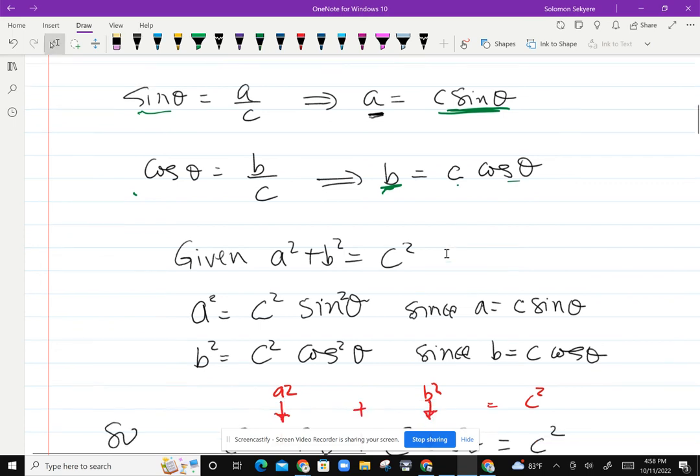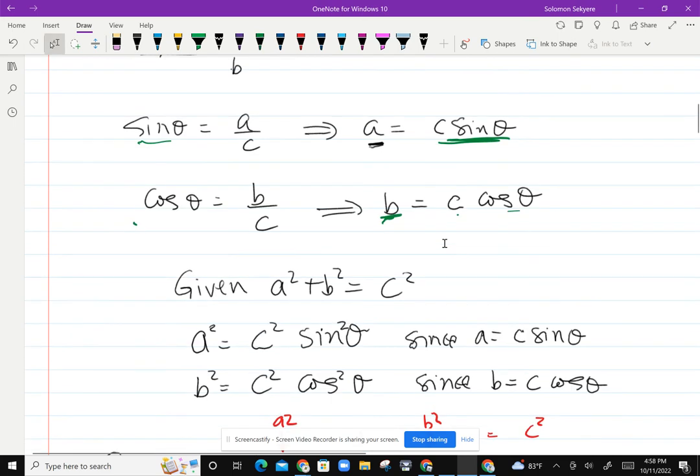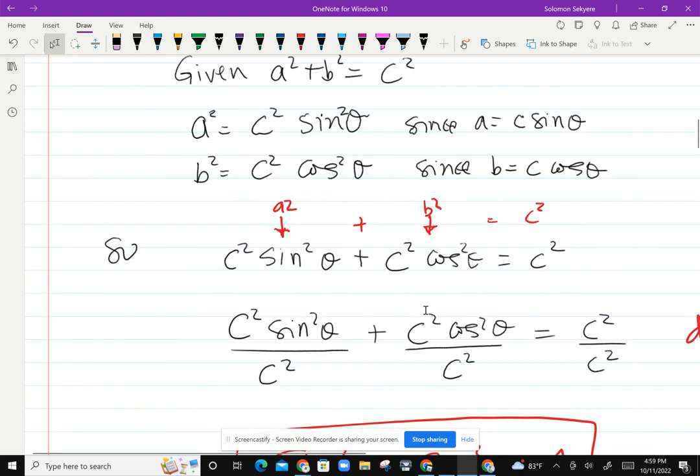So a squared plus b squared equals c squared. So a squared then becomes c squared sine squared theta, right? If you square this, it becomes c squared and then sine squared theta. And then here, if you square it, it becomes c squared cos squared theta, right? So for a squared plus b squared, c squared is what I've written here. In place of a, I write this, and in place of b, this.